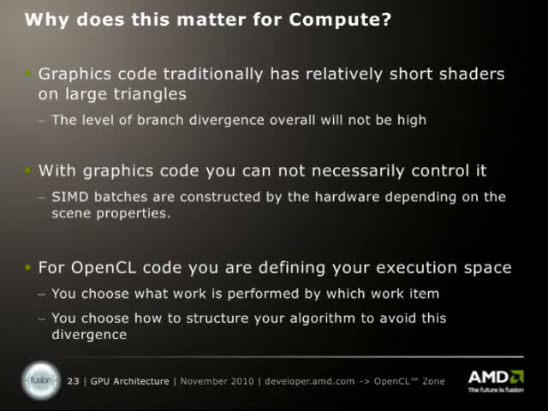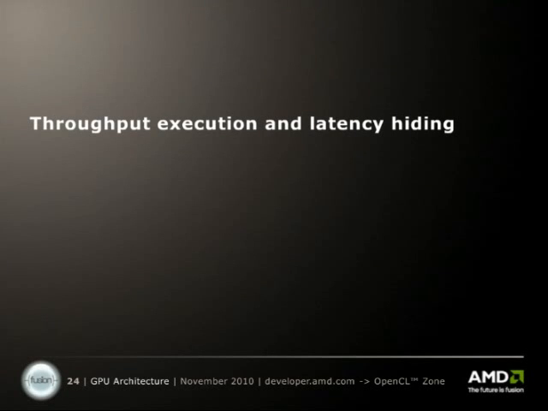Whereas for OpenCL code, you're defining your execution space very precisely. You choose what work is performed by which work item and how that work item is placed in the grid relative to other work items. And so you can choose how to structure your algorithm to avoid this divergence. So what that really means is that if your code diverges in an OpenCL program, it's your fault. You've made a decision to leave it that way, and hopefully that's because it was appropriate for the algorithm. And later webinars in the series are better suited to explain what that kind of thing really means in terms of OpenCL optimizations.